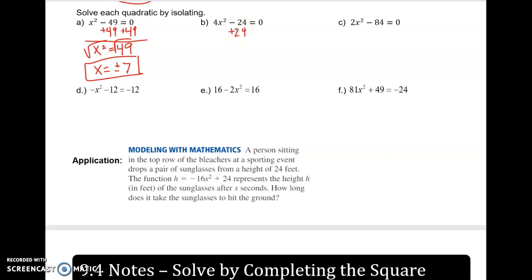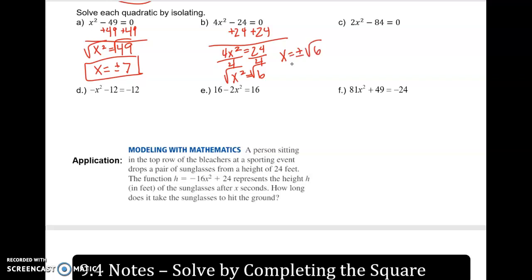B, move over the 24, so it becomes positive 24. So you have 4x squared equals 24. Then you have to divide both sides by 4. So x squared is 24 divided by 4, which is 6. Yes. And then to solve, take the square root of both sides. So x is equal to plus or minus the square root of 6.